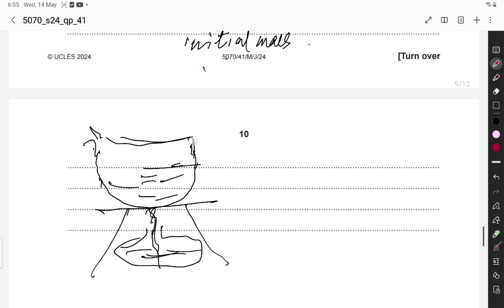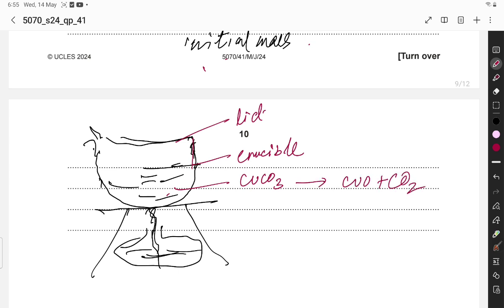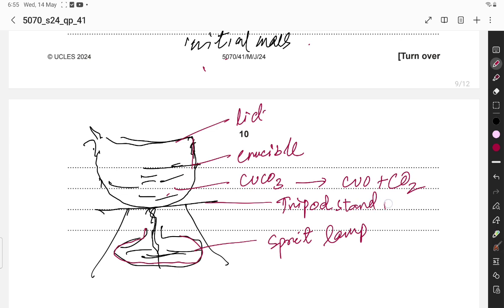And we can use this diagram. This is the crucible with lid, and in this copper carbonate when heated gives copper oxide and carbon dioxide. This is the loosely placed lid over here, and this is the spirit lamp. This is the tripod stand with wire gauze.